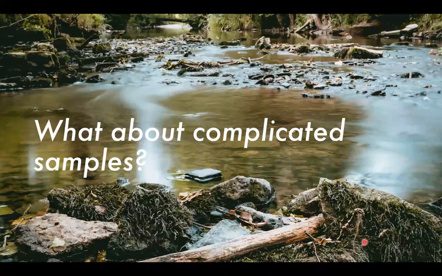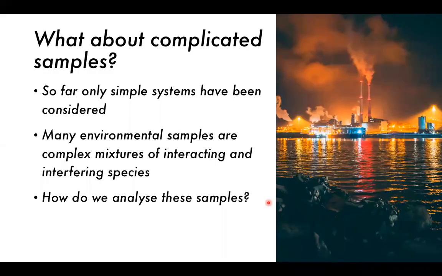But these have all been for relatively simple systems. What happens when we have a complicated system, like pollution in a river? You can see this river is polluted with bits of wood, and most of it's natural detritus, so it's not terribly polluted, but some of these things are potentially going to be harmful for the river. We may want to analyze that and see what effect it's having on our environment. So how do we measure these complicated samples? Oftentimes we have to consider what's actually in the sample. So far we have only considered simple systems. Many environmental systems are complex mixtures of interacting and interfering species.